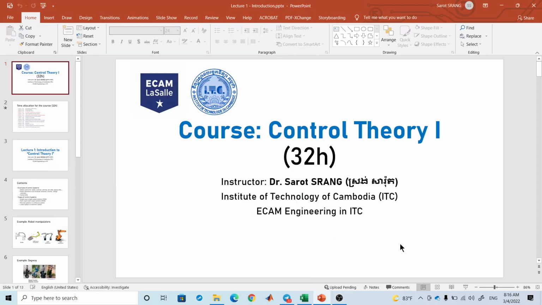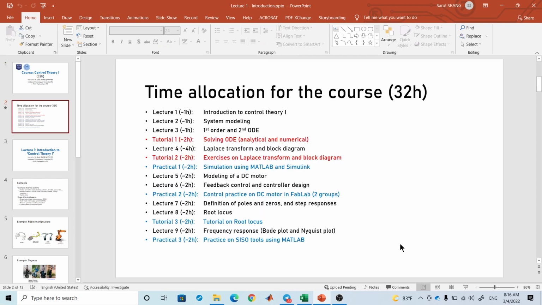Okay, so today is the first lecture on control theory 1. First, I would like to show the time allocation for the course. The total is 32 hours. So there will be 9 lectures, roughly. Maybe there can be a slight change.